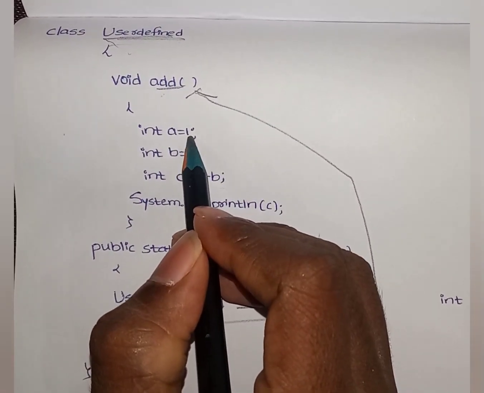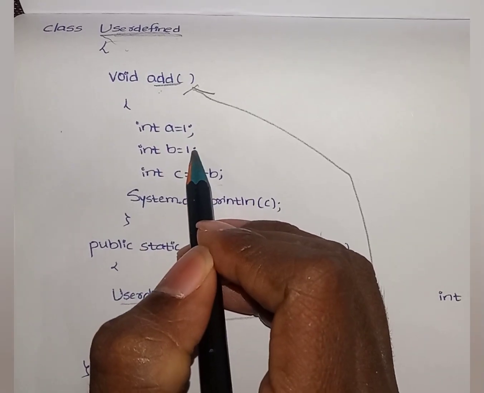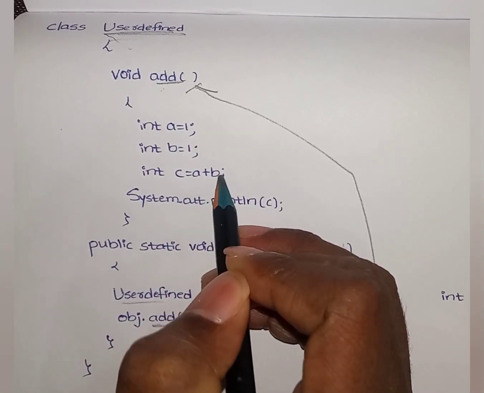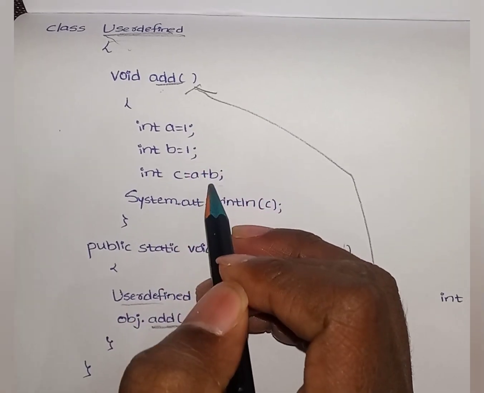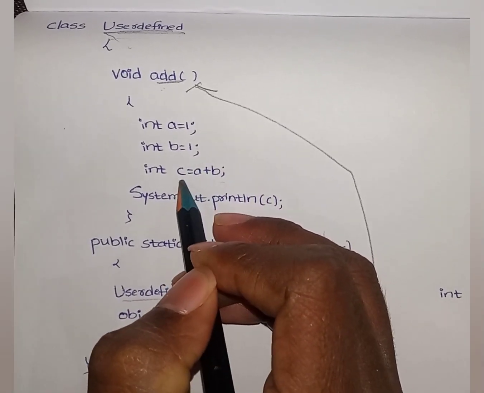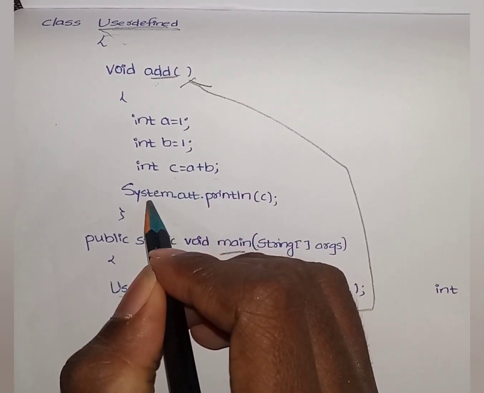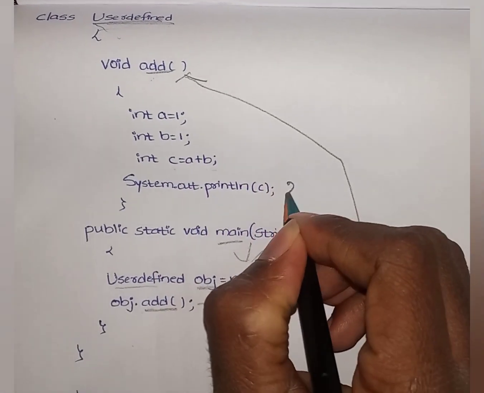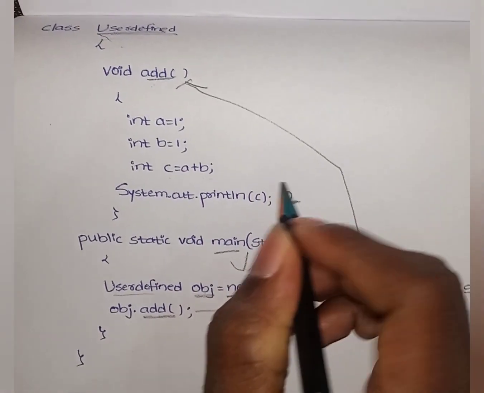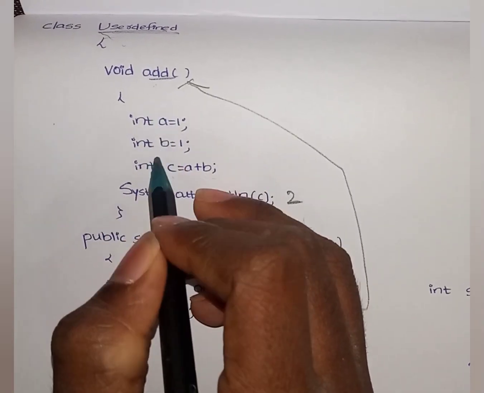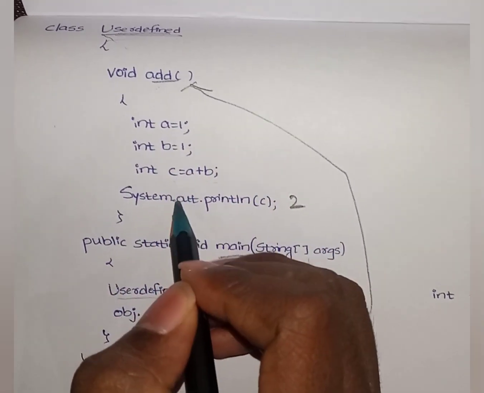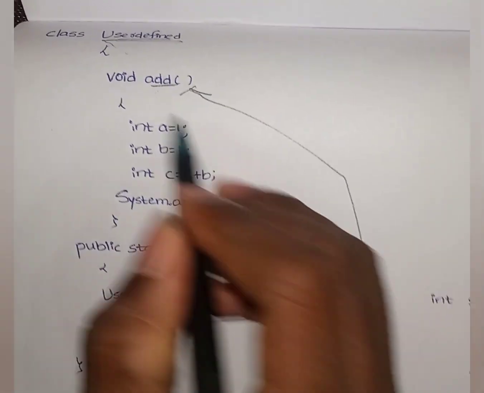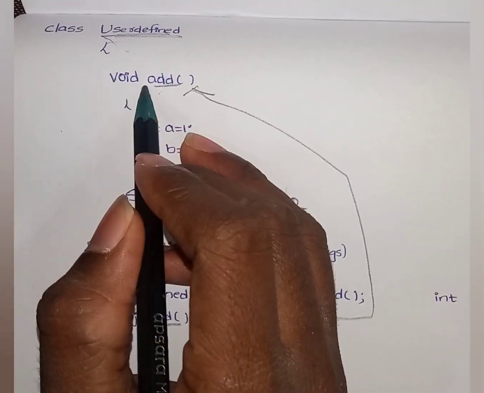What happens is, 1 gets assigned to a and 1 gets assigned to b, then it performs the sum, that is a plus b, 1 plus 1 equals 2, then 2 gets assigned into c, and then it prints the c value, that is 1 plus 1, which is 2. So it gives the output as 2. Here inside this main method, we are going to print this sum operation value, right? Because here we are not going to return anything.